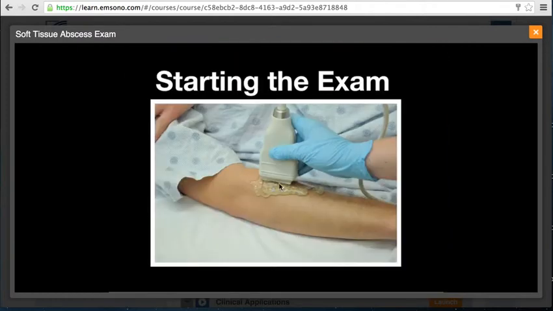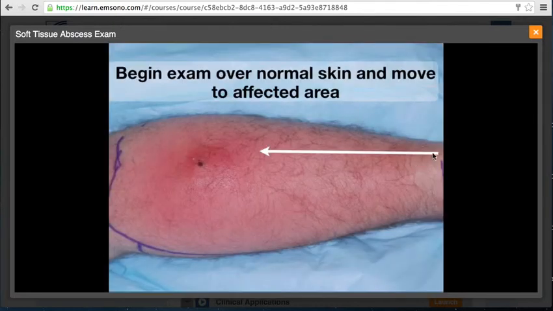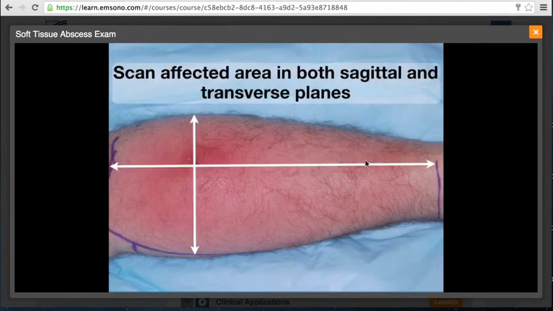Starting the exam, make sure that you begin over the normal tissue. This way you have the ability to appreciate the normal anatomy, and then as you transition into the affected areas, you can appreciate the changes and the findings. In this patient, I would recommend starting here and then moving this way towards the affected area. You're going to end up scanning the affected areas in both the sagittal and transverse planes.